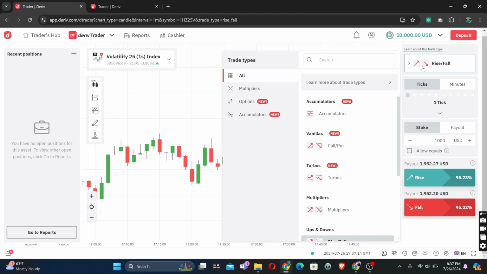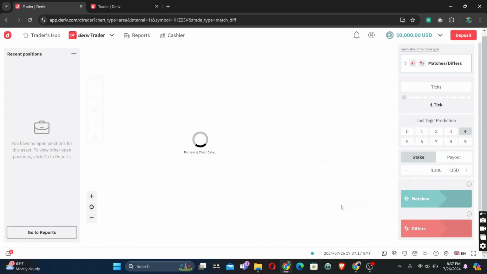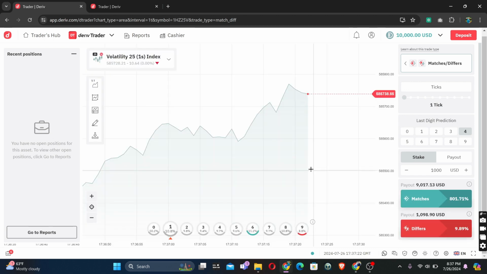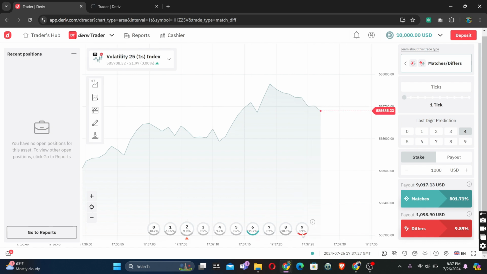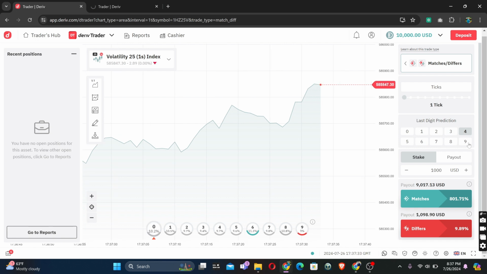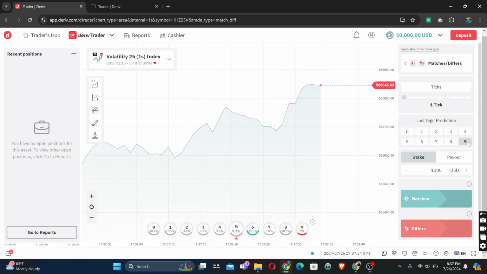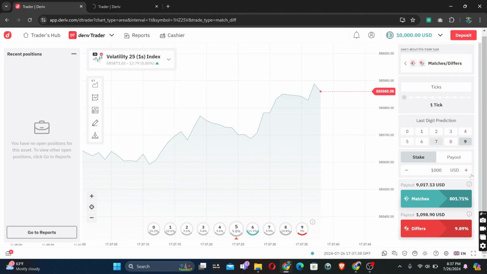Let me go to matches and differs. I know it is very difficult to get a match, but sometimes you can get lucky and the balance changes. So I'm going to match the digit that is less selected, which is around 9. So let me select 9. I match it so that I lose this balance until I get to $100. I want to practice with that.